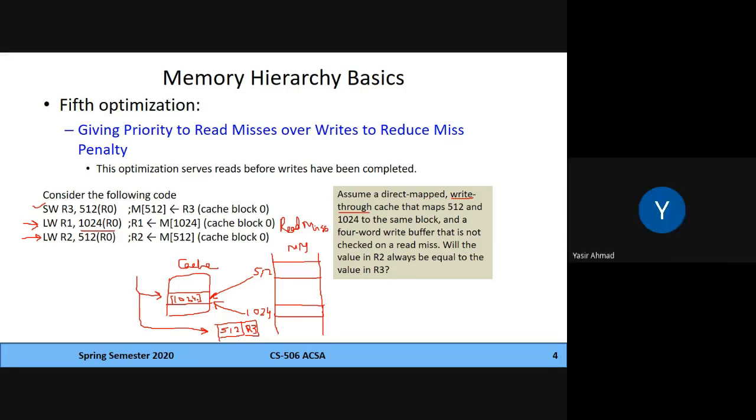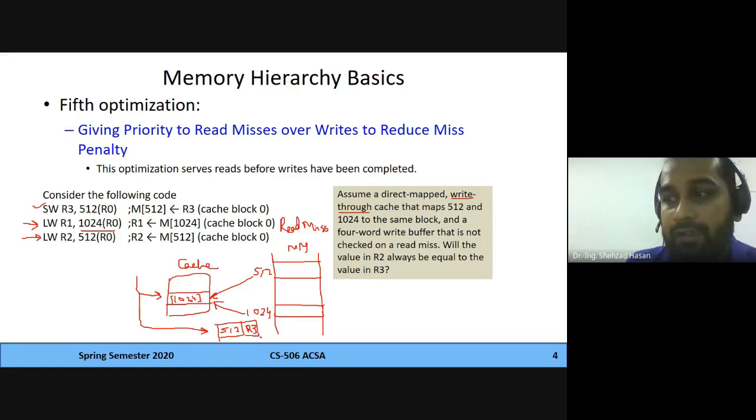And what about, sir, this 512 and R3, the bottom one? Yeah, this is a write buffer. We talked about that in the last class, that in a write-through policy, one optimization is to use a write buffer. Write buffer is again a small memory which is going to hold the address and the data of whatever needs to be updated and written to the main memory.